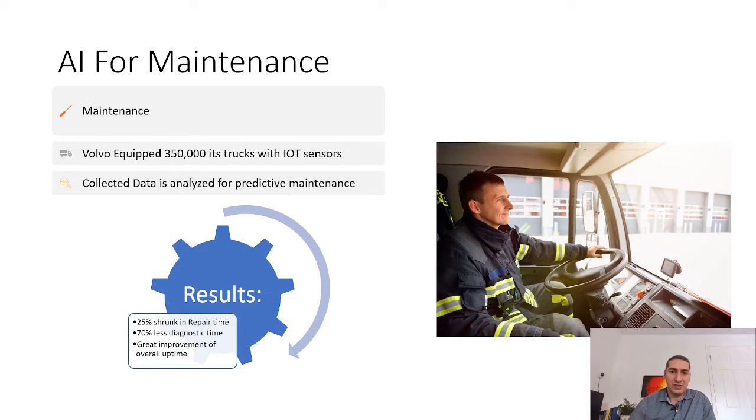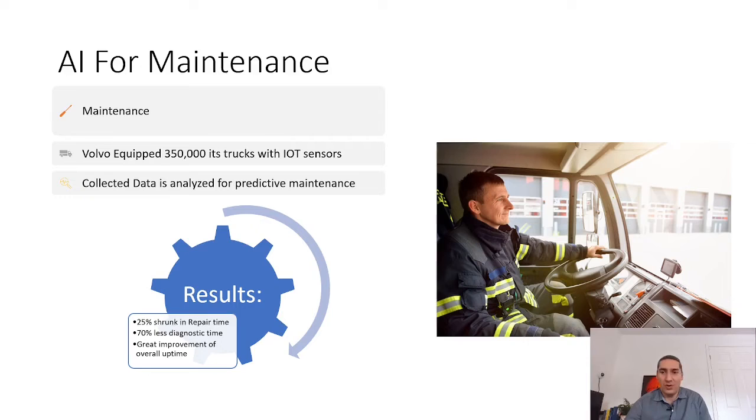Another example is from maintenance, and this is from Volvo. Volvo equipped around 350,000 of its trucks with IoT sensors that sit under the driver's seat, and they collect data, analyze it and predict maintenance. And the results they got were amazing. They shrunk the repair time by 25 percent, and 70% less on the diagnostic time.